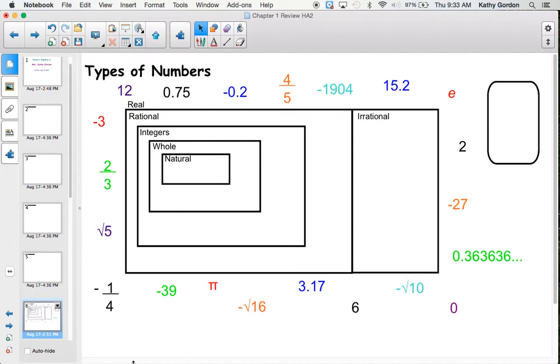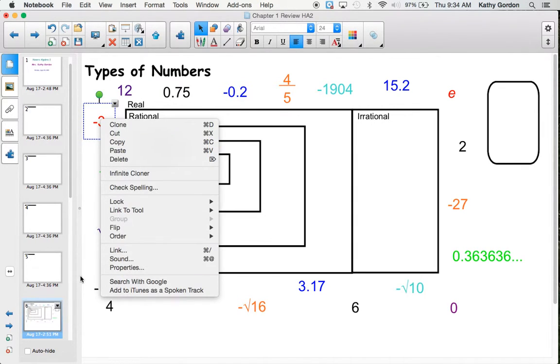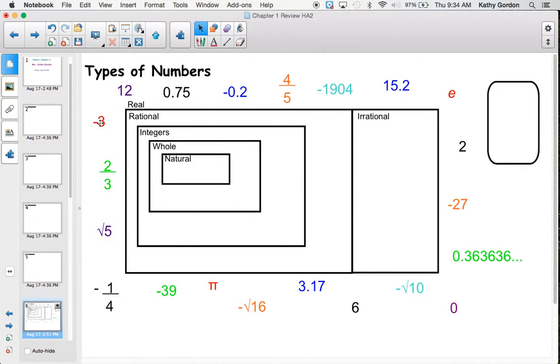All right, if you're not quite done, you can fill them in as we go, but let's go ahead and take a look at this. So I'm going to start here. I'm going to go this way around. I want you to basically just shout out where you think it should go. So let's start with -3. Where should -3 go? Integers. Okay? 2/3. Rational. Good.